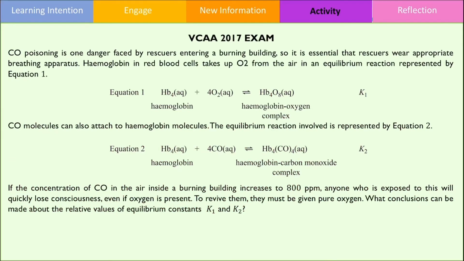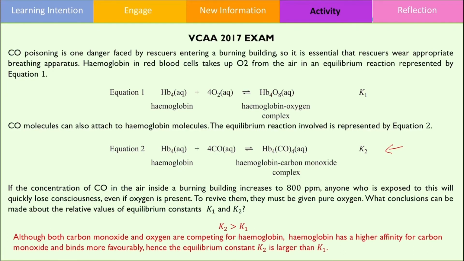To answer this question, I responded by saying that the equilibrium constant value for the second equation is a lot greater than the value for the first equation. Although both carbon monoxide and oxygen are competing for hemoglobin, hemoglobin has a higher affinity for carbon monoxide and binds more favorably, hence the equilibrium constant for K2 is larger than K1.